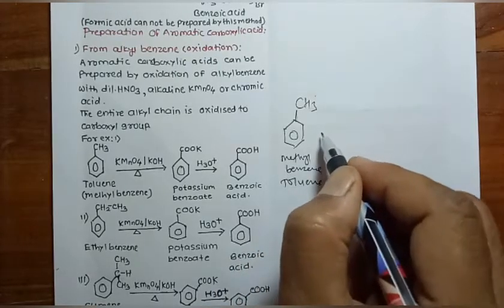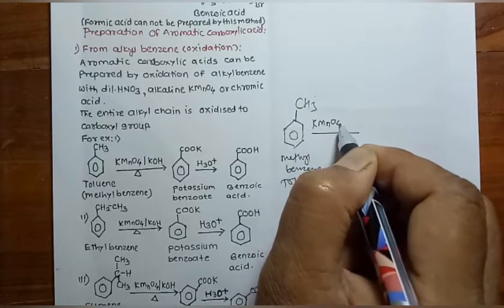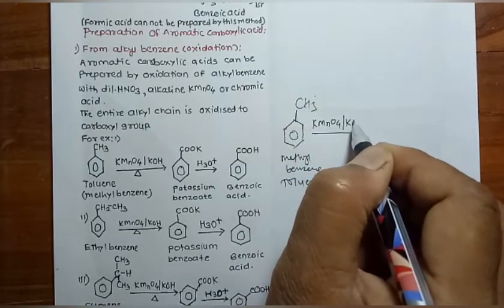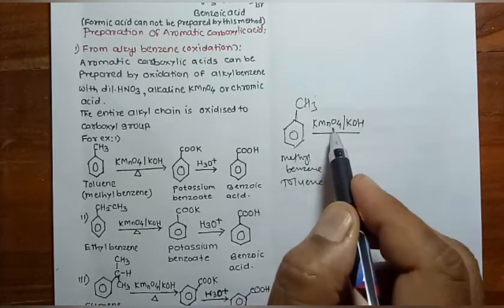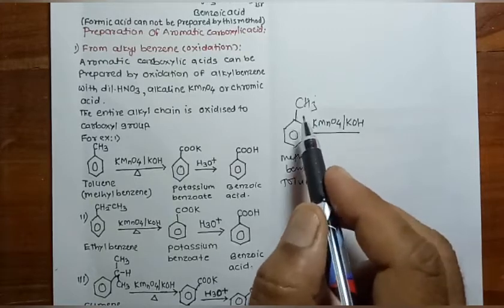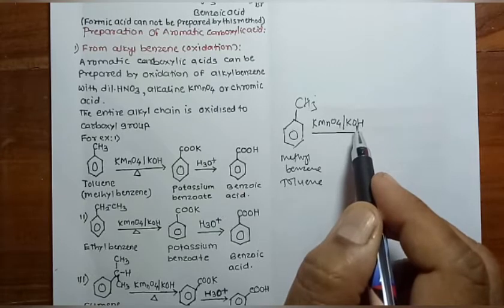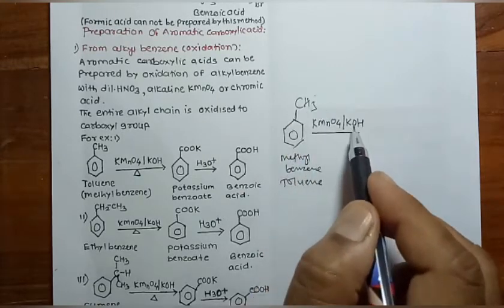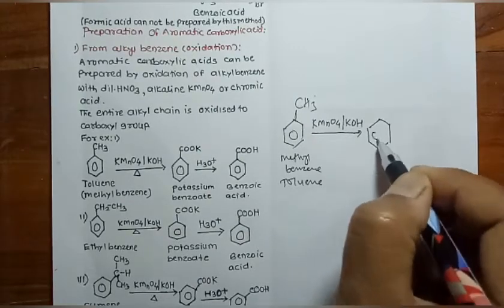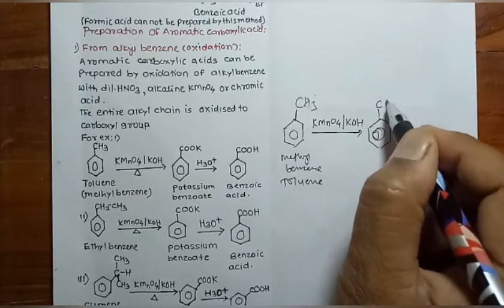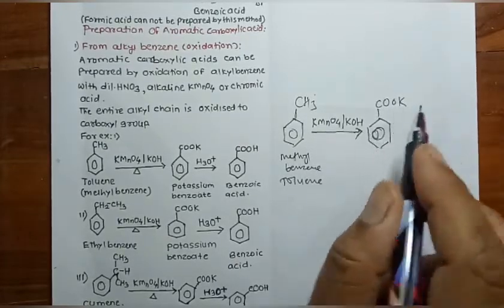When this toluene is oxidized by using alkaline potassium permanganate, alkaline KMnO4, the CH3 group is oxidized to COOH group. But that COOH group again reacts with the base, and the salt of the acid is formed here: COOK. There is no need to write the balanced reactions.